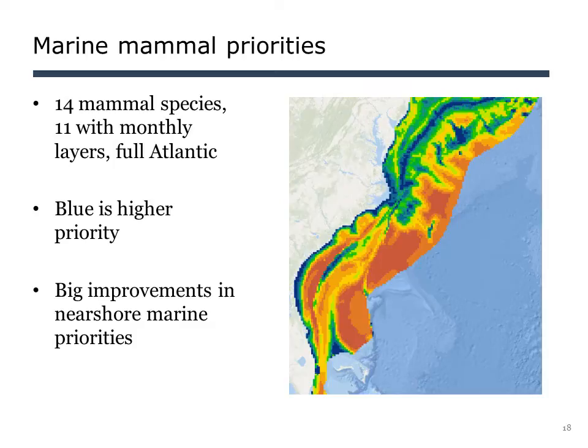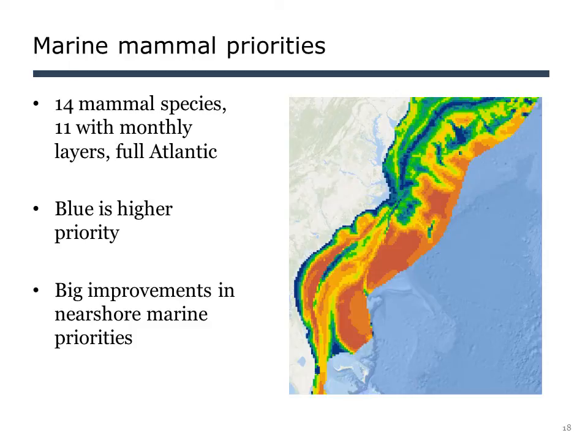So this is what the priority layer looks like. Dark blue is the highest priority, red is the lower. And this is what it looks like with 14 mammal species, 11 with monthly layers. So basically thinking about whales and dolphins primarily here. We do it across the full Atlantic, which is very cool. So we can essentially account for things far outside the South Atlantic boundaries in the prioritization. Then we clip it back to just the South Atlantic.